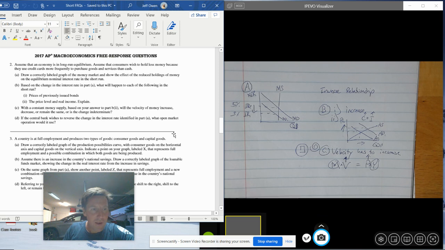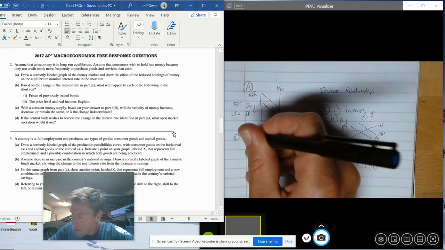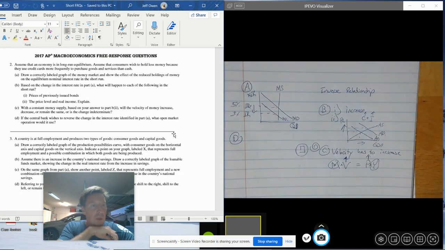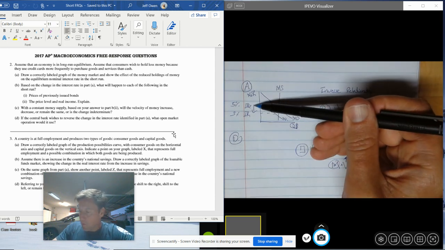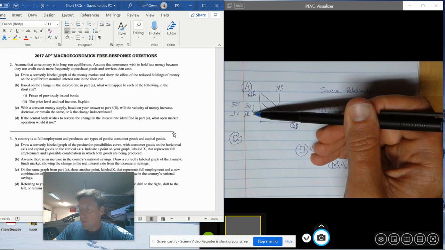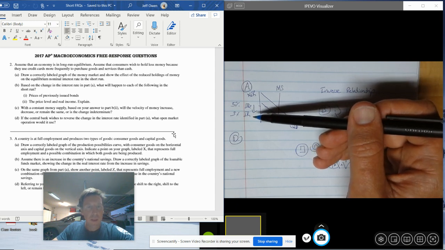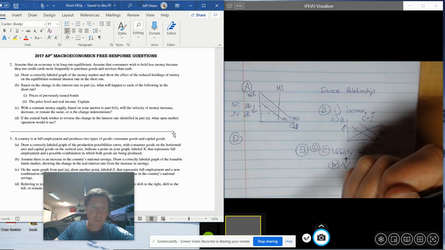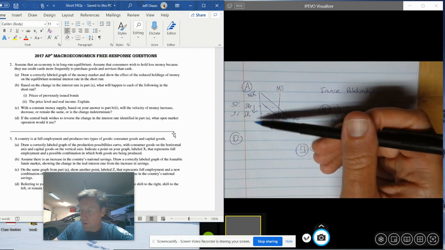All right, now D. If the central bank wishes to reverse the change in interest rate identified in Part A, what open market operation would it use? Oh, sweet. Good question. So they're saying that interest rates fell, right? So if interest rates fell, then the Fed is going to step in and either buy bonds or sell bonds to try and increase the money supply.